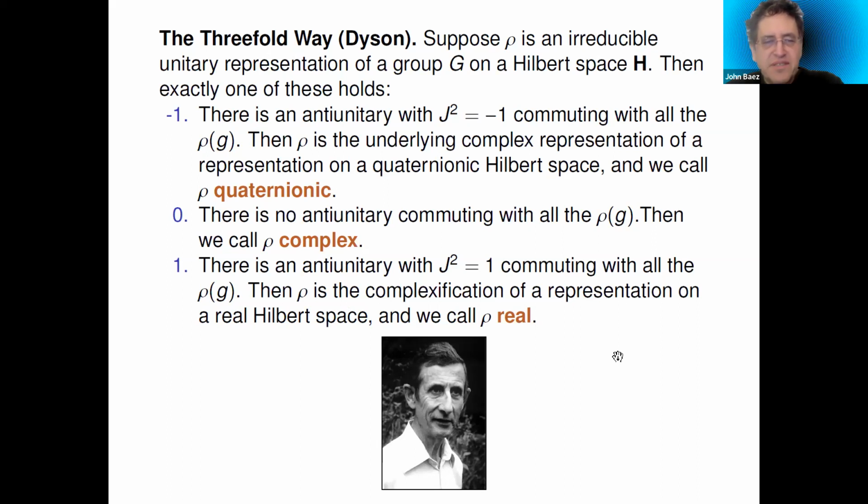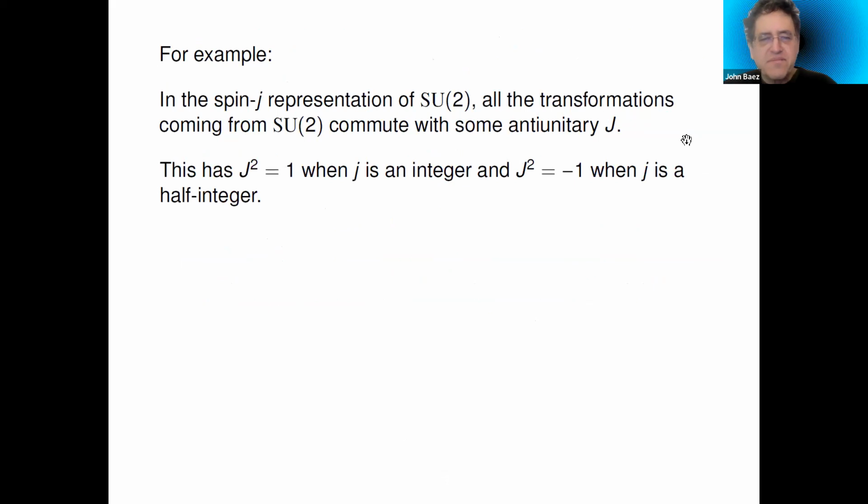So that's Dyson's classic threefold way. And so as an example of this that you may know already, it's good to look at the irreducible representations of SU2. So they're classified by this spin. And it turns out that all of them have some anti-unitary that commutes with everything. So the complex case never shows up. They're all real or quaternionic. And they are real when J is an integer, and they're quaternionic when J is a half integer.